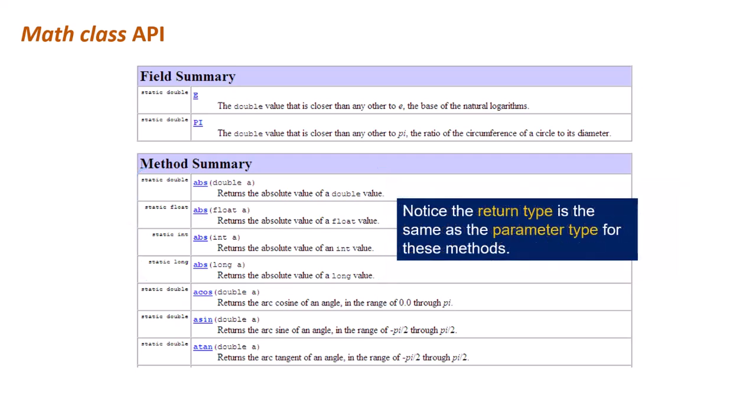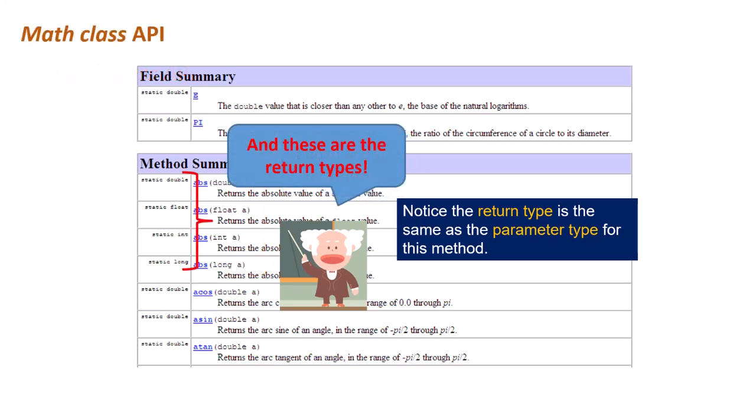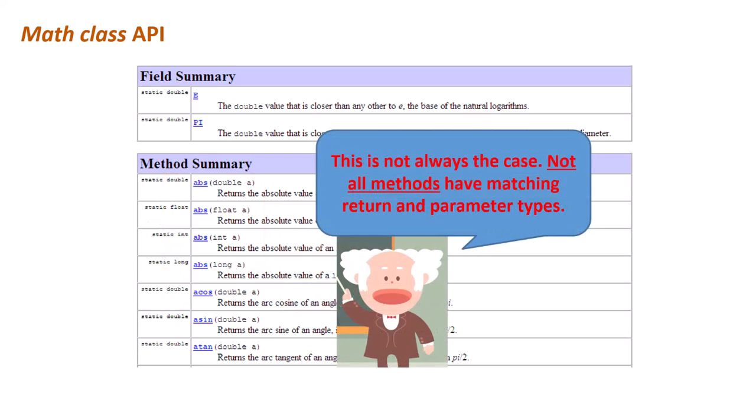Notice the return type is the same as the parameter type for these methods. These are the parameters, and these are the return types. Notice in these method headers the return types match the parameter types. This is not always the case. Not all methods have matching return and parameter types.